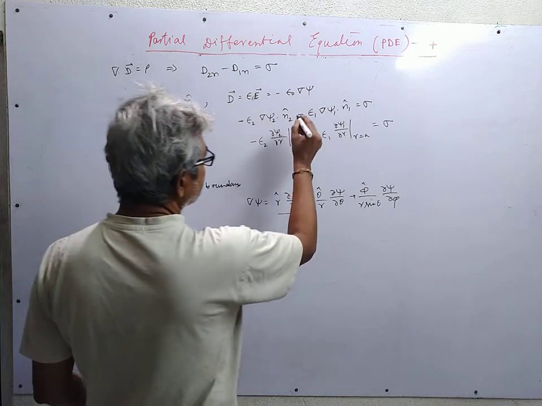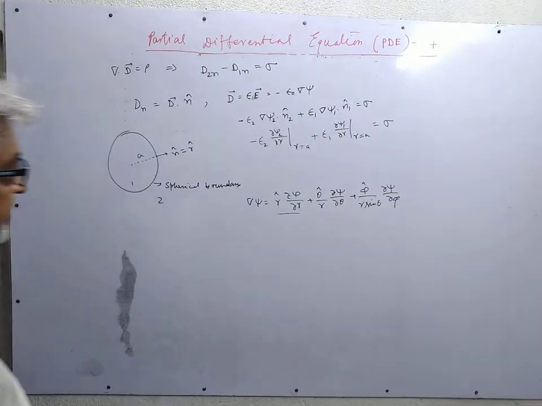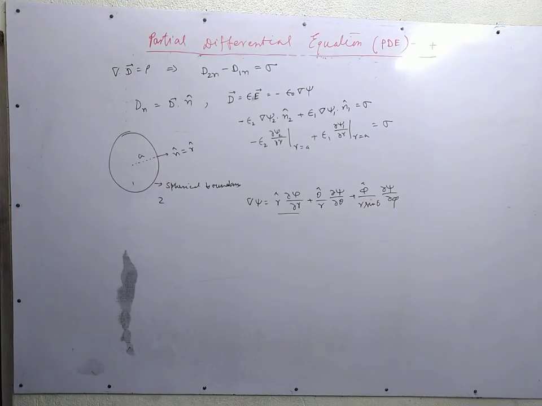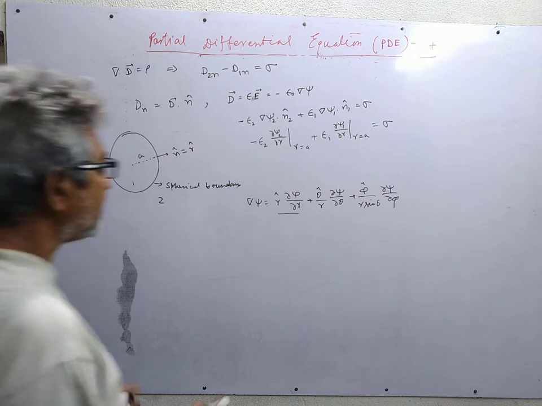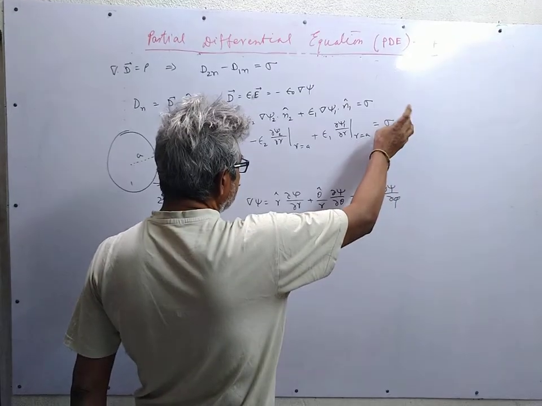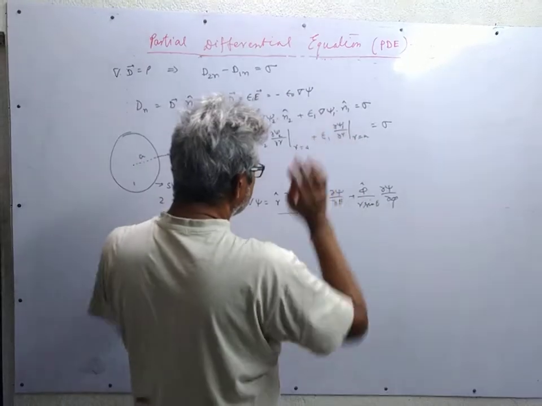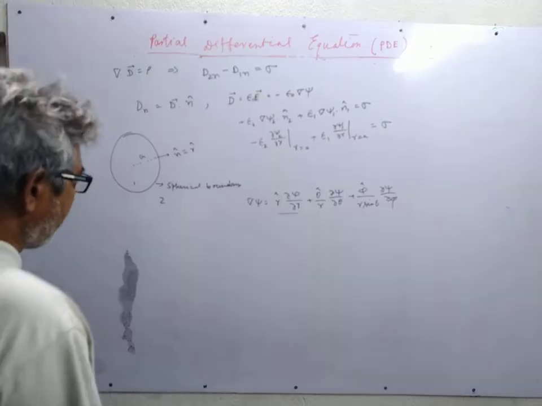Here is a sign. There are two negative signs, and this is the boundary condition relating to the normal component of the displacement vector in terms of the electrostatic potential. If there is no free charge density on the surface, then this is equal to this. This is the one boundary condition.